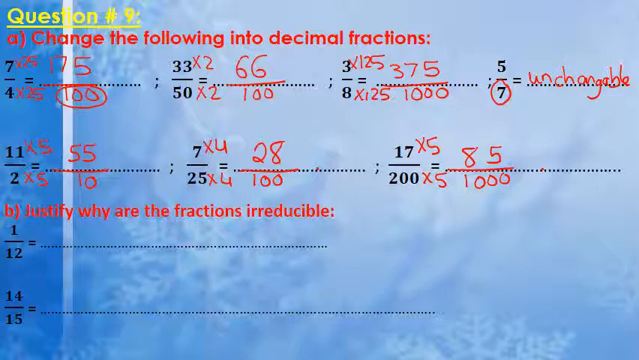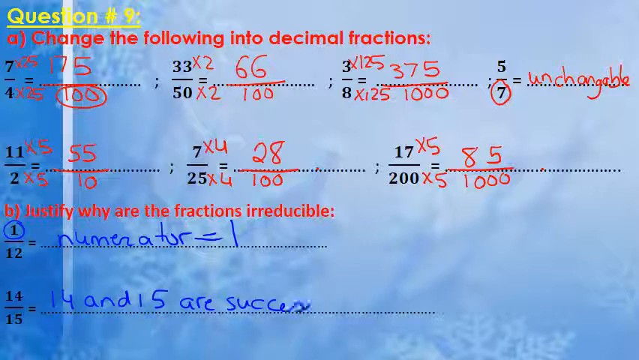Now, justify why the fractions are irreducible. The first fraction, 1 over 12, is irreducible because any fraction having a numerator equal to 1 is always irreducible. So here the reason is that it's irreducible because the numerator is equal to 1. 14 over 15 is irreducible. Why? Because 14 and 15 are successive numbers. So the fraction is irreducible.